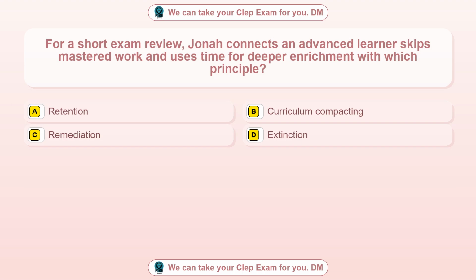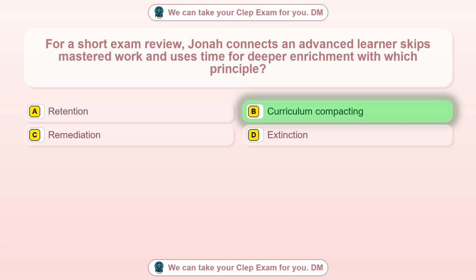Question 68. For a short exam review, Jonah connects an advanced learner who skips mastered work and uses time for deeper enrichment with which principle? Option A, retention. Option B, curriculum compacting. Option C, remediation. Option D, extinction. The correct answer is option B.